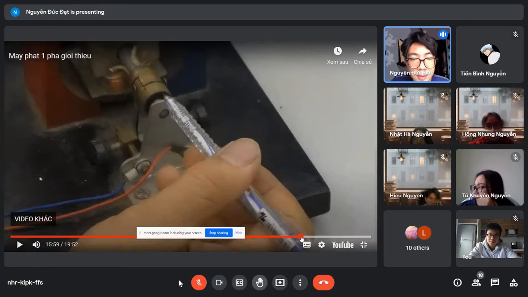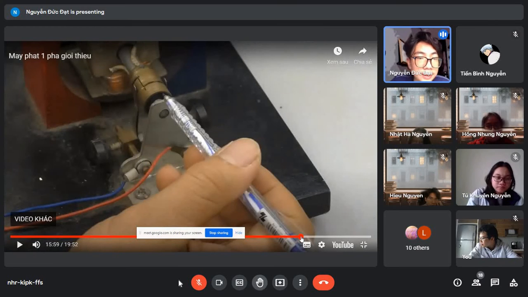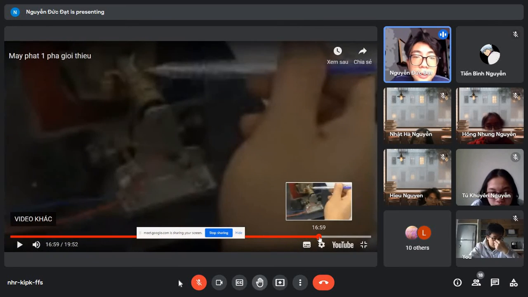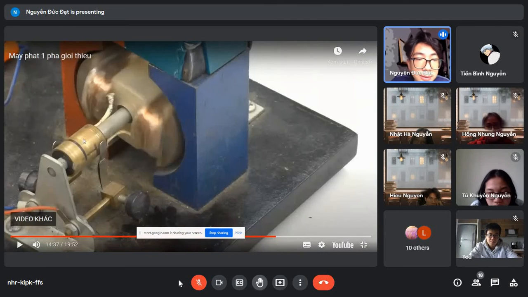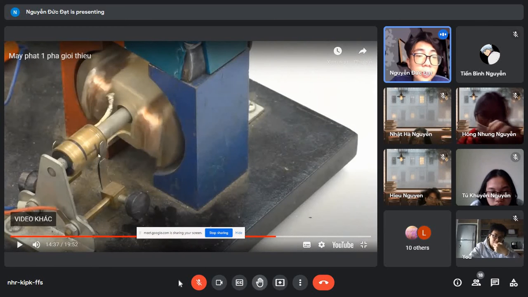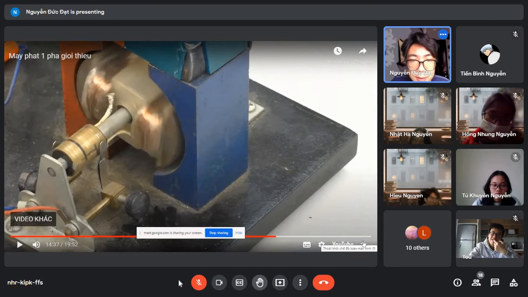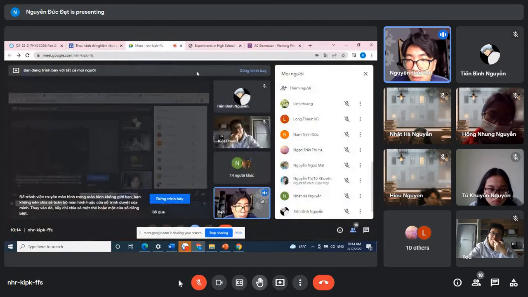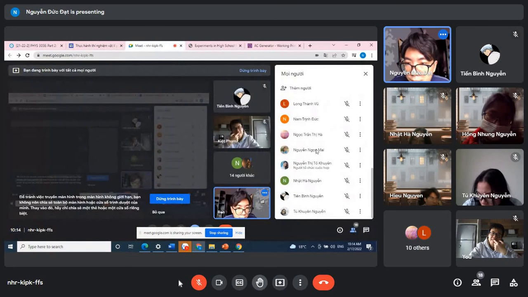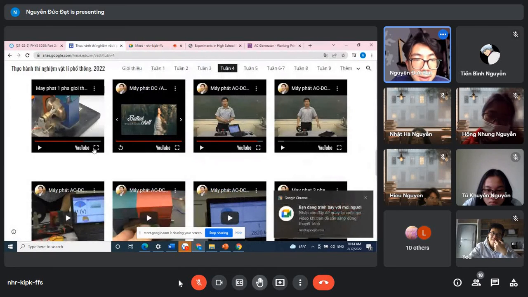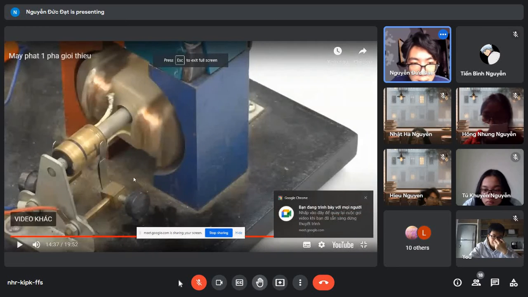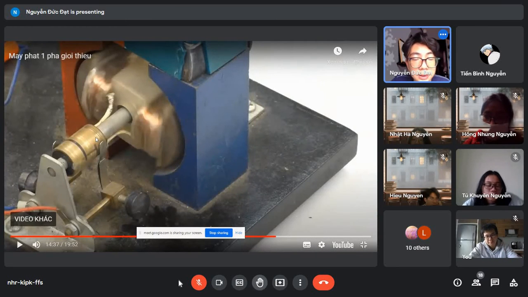So we call it the cranking generator, a generator turned by hand. So why in this cranking generator do we need to have the system of slip rings like this, not just two circle rings? Anyone? So I will call Tấn Bình. I saw you raise your hand before, so can you tell me the reason?